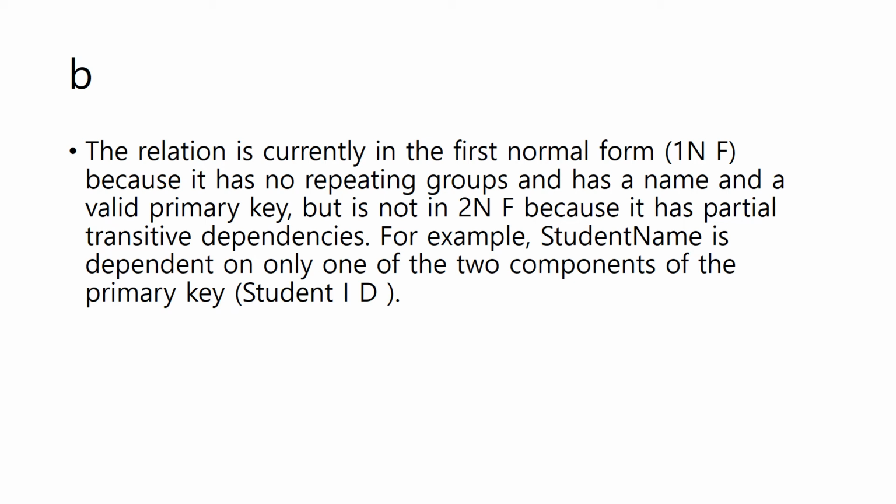B. In what normal form is this relation? The relation is currently in first normal form because it has no repeating groups and has a name and a valid primary key. But it is not in second normal form because it has partial dependencies. For example, student name is dependent on only one of the two components of the primary key, student ID.